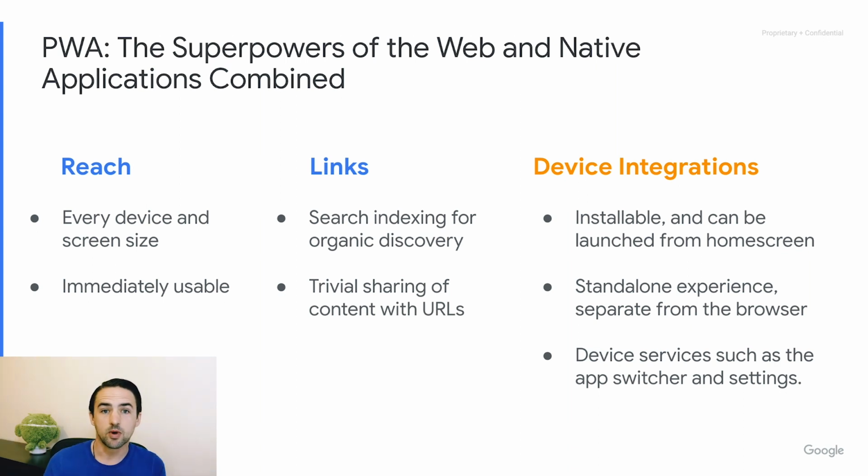PWAs can be discovered in the web browser and used immediately. Content from PWAs can be shared with a URL, and the person receiving the URL can access the content whether they have the PWA installed or not. And if the user chooses, they can install the PWA and get the device integrations they expect from an app, such as being accessible from familiar discovery and launch services for the device, like the home screen and the app tray, a standalone experience separate from the browser, and native device services such as the app switcher and settings.